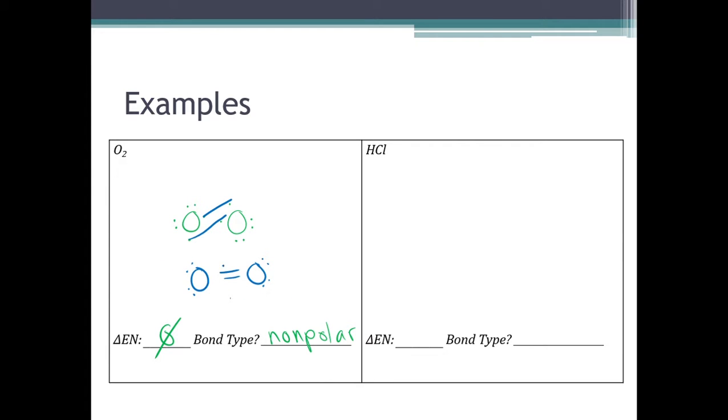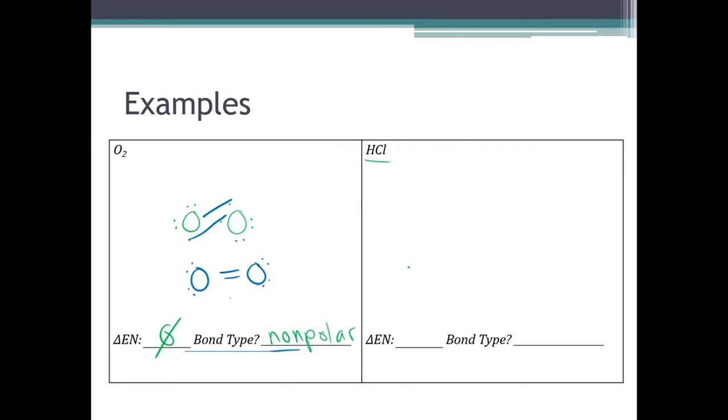And then this bond we've said is going to be nonpolar because this oxygen will pull on the electrons just as hard as this oxygen will. So the electrons will be perfectly balanced in the middle. Neither side will be more positive or more negative. Nonpolar. All right, let's look at our next one.